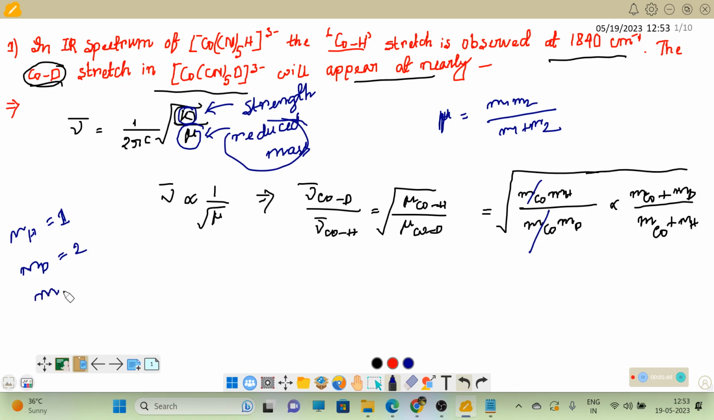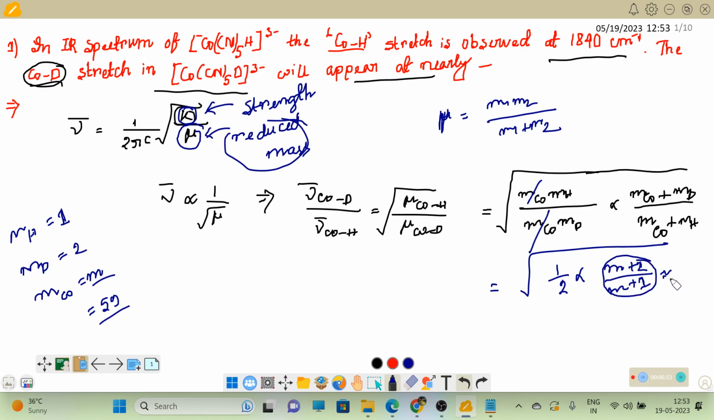Let's say you don't know the mass of cobalt, no problem, you can take it as m, or I am telling you it is 59. Even if you don't know it, you can solve this problem. Here 1 by 2 means root over of mH by mD, and we can write 1 by 2 into m plus 2 by m plus 1. It is nearly equal, so we can eliminate this. It is an approximation, otherwise it will be very complicated and the answer will not come.